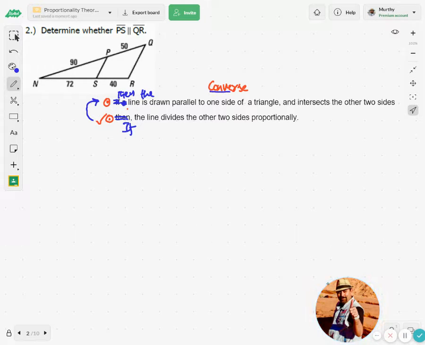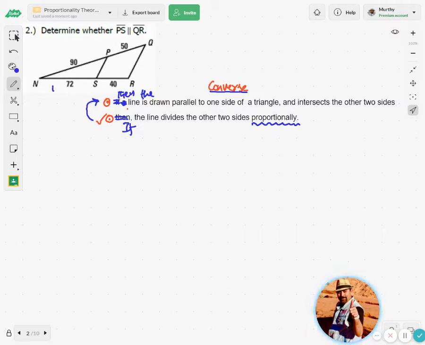This is the converse statement. So we have to check whether these values are proportional or not. If these values are proportional, then obviously PS will be parallel to QR. So let's check whether these two lines are parallel or not. For that, we have to check whether they are proportional or not.